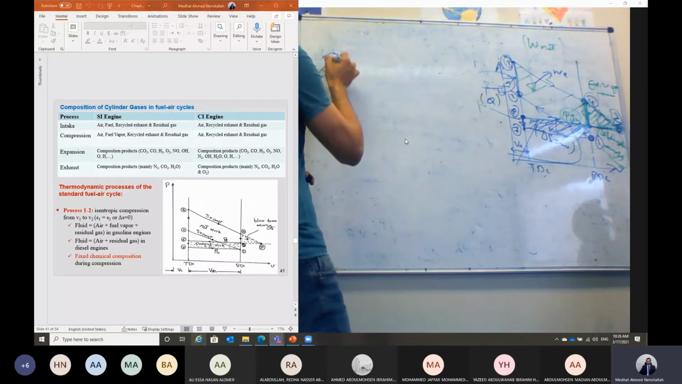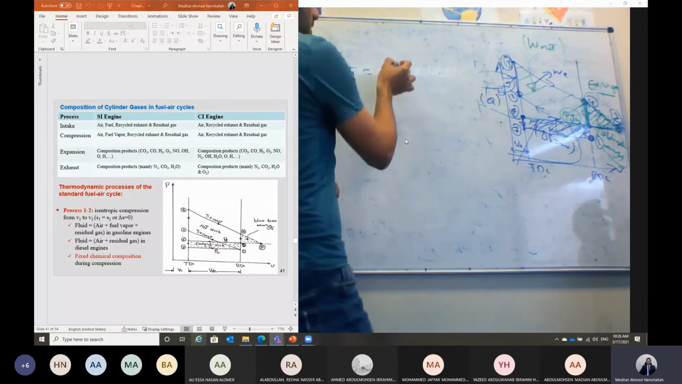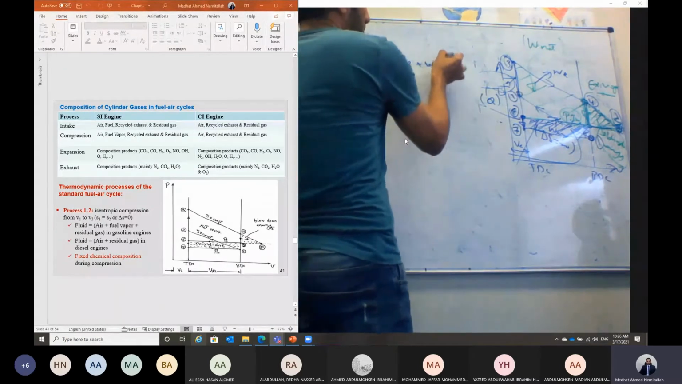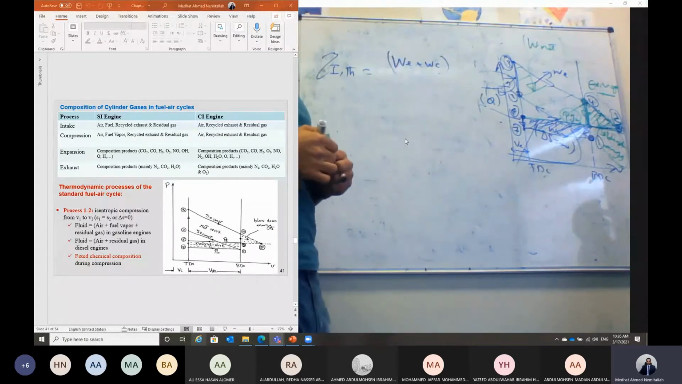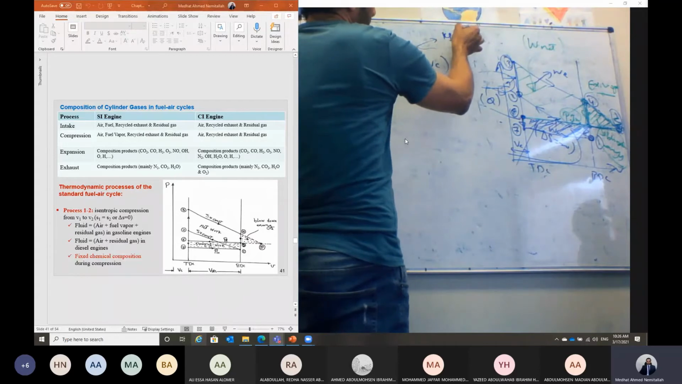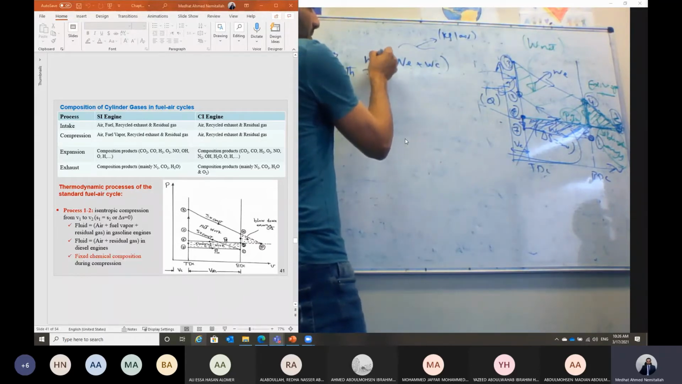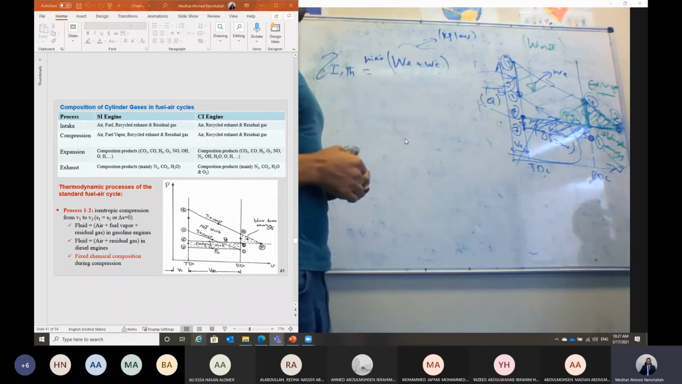And based on that, we can say the indicated thermal efficiency, eta, will equal the net work, which is the expansion work plus the compression work. But this work we have calculated usually in kilojoule per kilogram of air, so we have to multiply here by the mass flow rate of air.